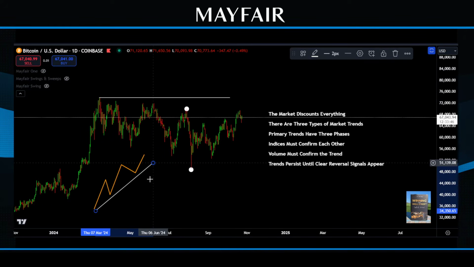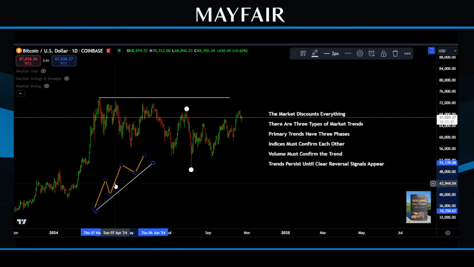And you're going to see that inside of a larger move 0 to 1, right? It's going to be the inverse. It's going to be an ABC on the move down, right? But in theory, if you understand that the market is moving up, right? Now, this is where the third principle comes into play. The third principle, right, is the primary trends have 3 phases: an accumulation, a mark up, and a mark down, right? As well as a distribution.